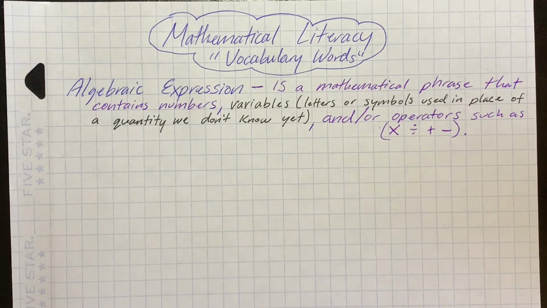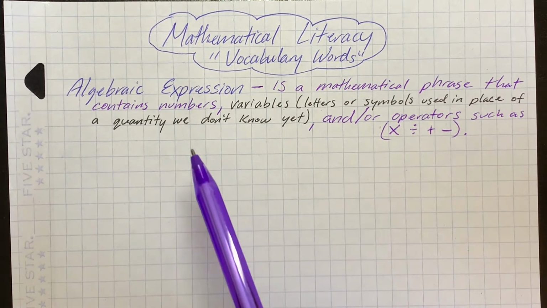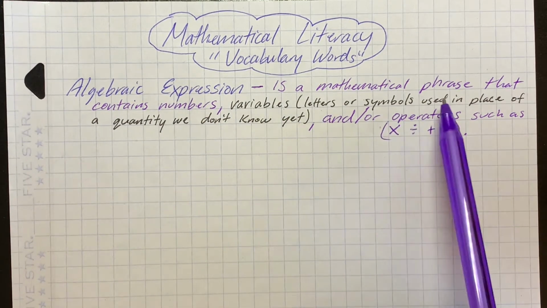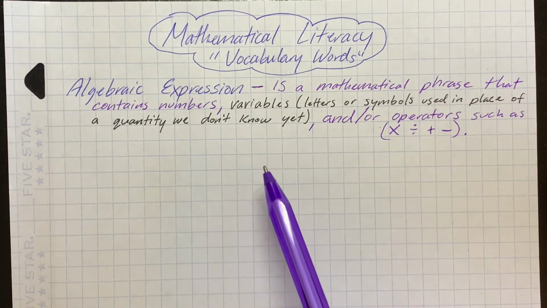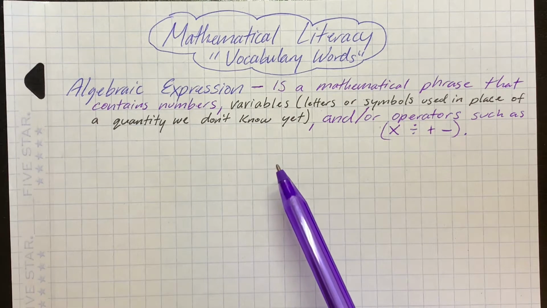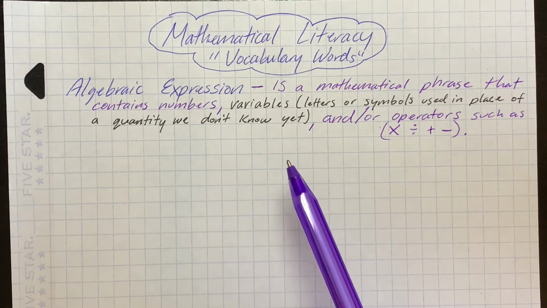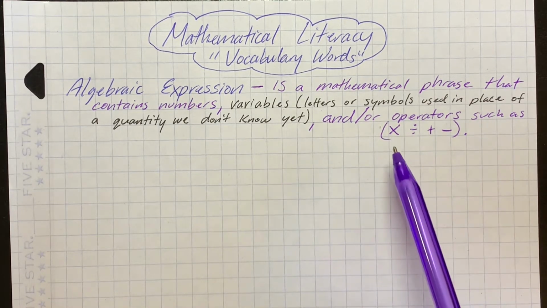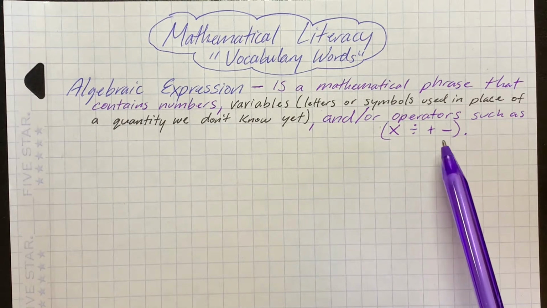All right, so let's go and attack the mathematical literacy, and by that I mean vocabulary words. So an algebraic expression is a mathematical phrase that contains numbers, variables, and variables are letters or symbols used in place of a quantity that we don't know. In other words, we have a missing number. All we do is just place a variable there that represents a missing number, and you could use any alphabet or letter, A through Z. And then we also have operators. Operators are multiplication, division, addition, and subtraction.